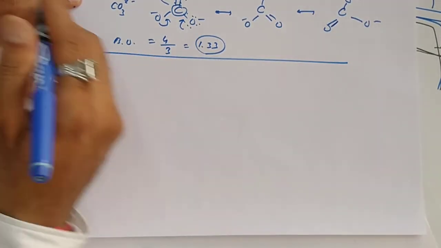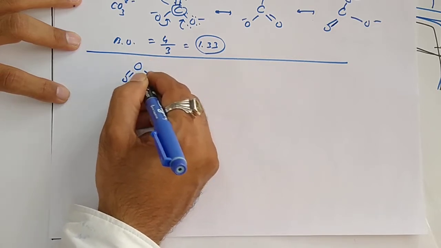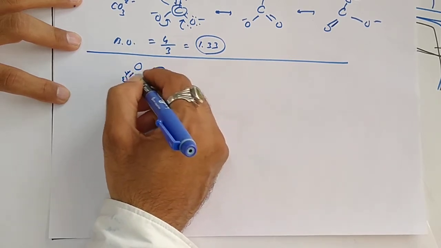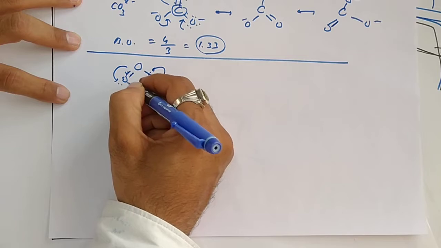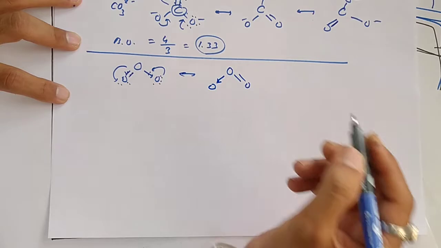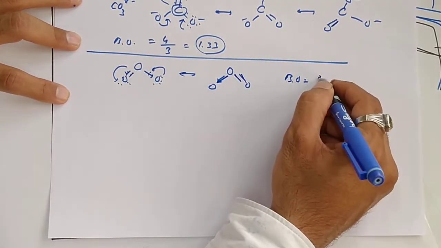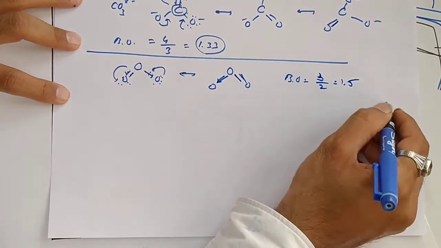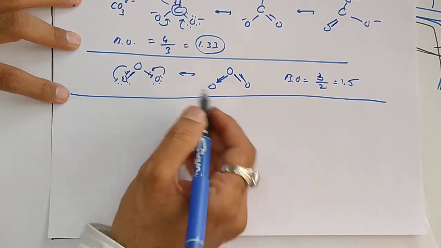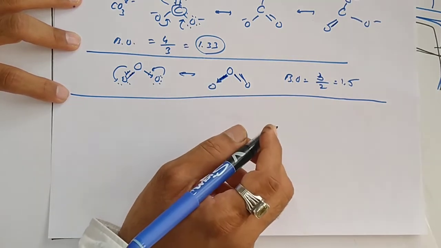Understood? Now in ozone. These 2 electrons come here, so these 2 move here. So ozone has 2 resonating structures. Total number of bonds are 1, 2 and 3. 3 by 2 gives 1.5. This pi bond is continuously changing, delocalized. So the average bond order between oxygen and oxygen is 1.5.